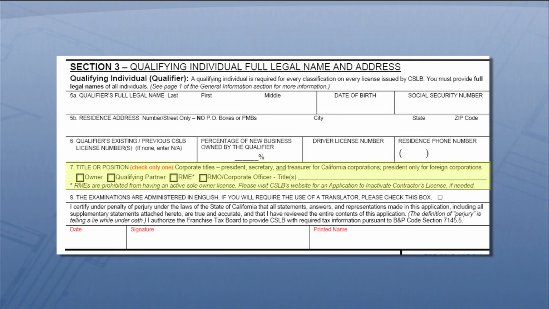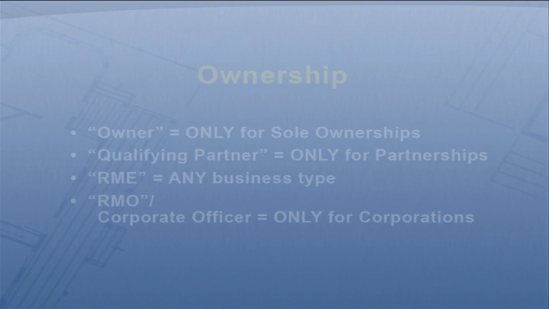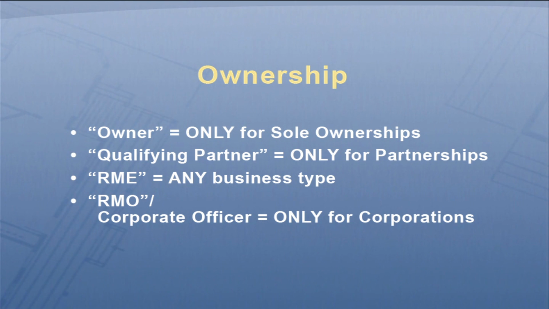Line 7 is where you'll let us know where your position is within the business. You can only check one. Owner can only mean sole ownership. A qualifying partner refers only to partnerships. And an RME, responsible managing employee, can qualify for any business type. An RMO, responsible managing officer or corporate officer, refers only to corporations.